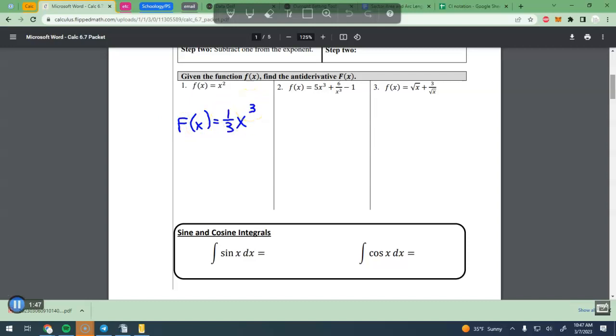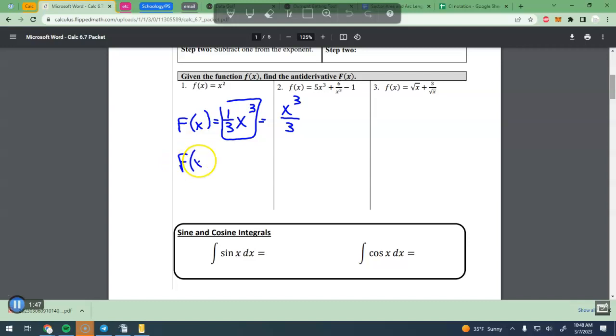I don't know if you followed the rule or not, but we can talk through that. You add 1 to the power, so now it becomes a 3. And then you multiply by the reciprocal of the new power. So you could also write it as x to the 3rd over 3, but I think it's easier to do it this way. I don't know if you used that or just thought through it. But if I took the derivative of this, wouldn't I get x squared? Because 3 times 1/3 is just 1 and then x squared.